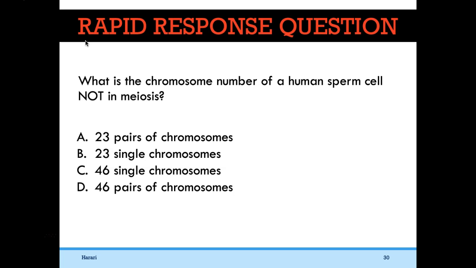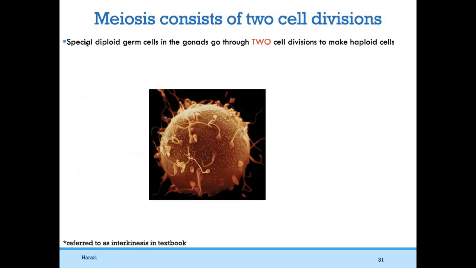So a normal human sperm cell would have 23 single chromosomes. Meiosis consists of 2 cell divisions. And remember that only special diploid germ cells in the gonads are going to do meiosis. So these special cells, whether it's in the ovaries or the testes, go through 2 cell divisions to make haploid gametes. We call these meiosis I and meiosis II.